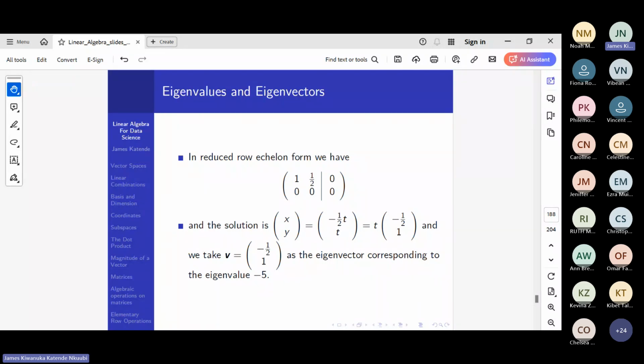So we can fix a value of t to give us a specific eigenvector. If you don't want to deal with fractions, you could multiply throughout by 2. If you multiply this by 2, you will get -1 and 2. You get rid of the fractions. So any multiple of this will be an eigenvector corresponding to the eigenvalue -5. If you want a specific vector, you just fix a value of t, and that will work. It doesn't matter what value of t you pick, your answer will be an eigenvector.